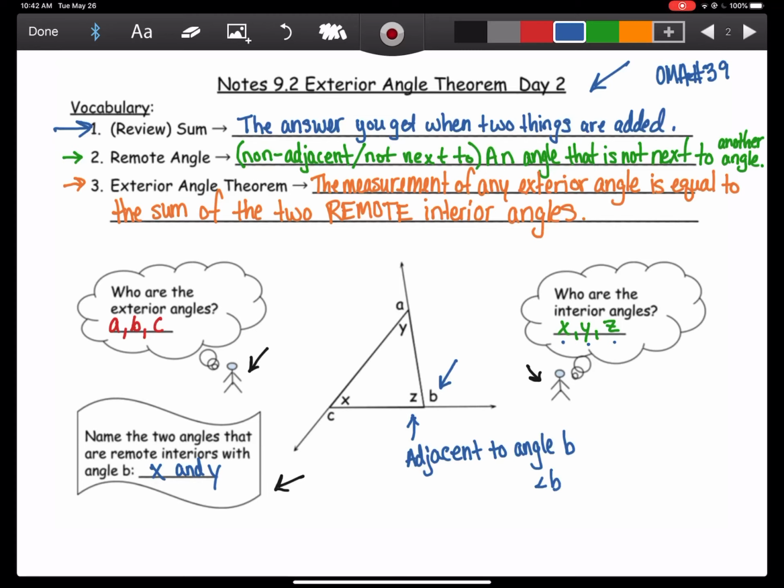X and Y are remote with B. So we're going to write maybe an arrow and write remote with angle B.